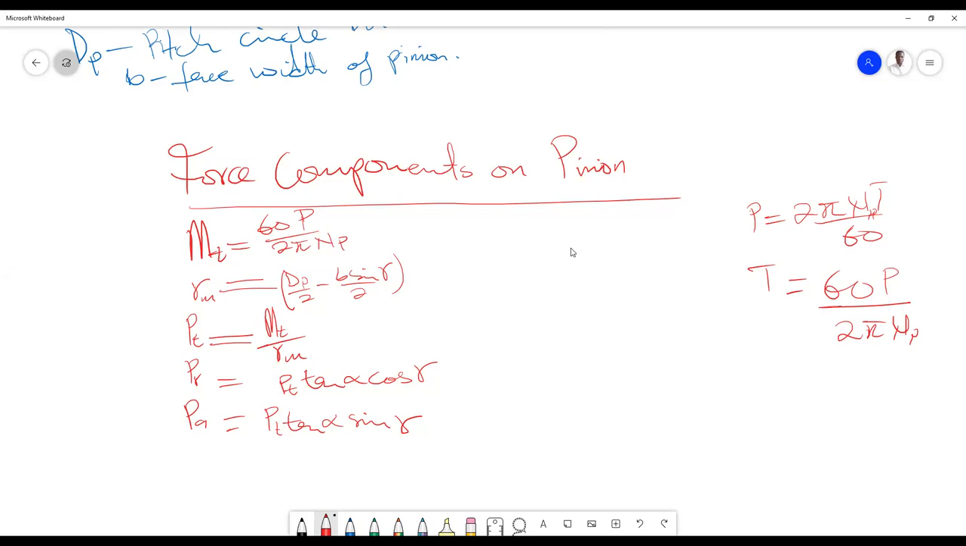The direction of the tangential component for the driving gear is opposite to the direction of rotation. So let's say that we have a driving gear. The driving gear is actually the gear that is driving. So let's pick this as the cone.